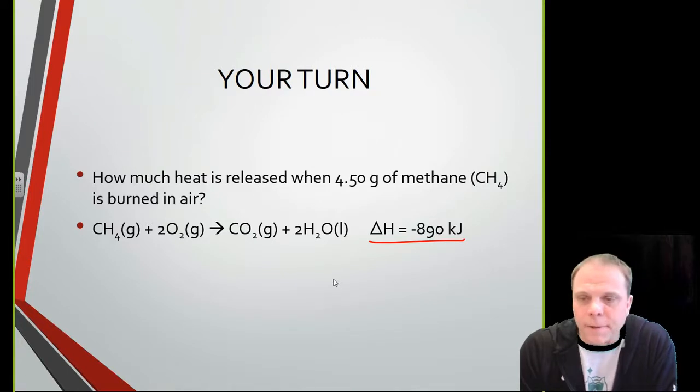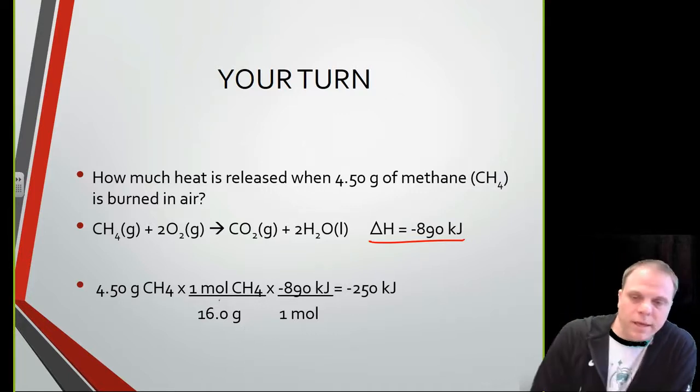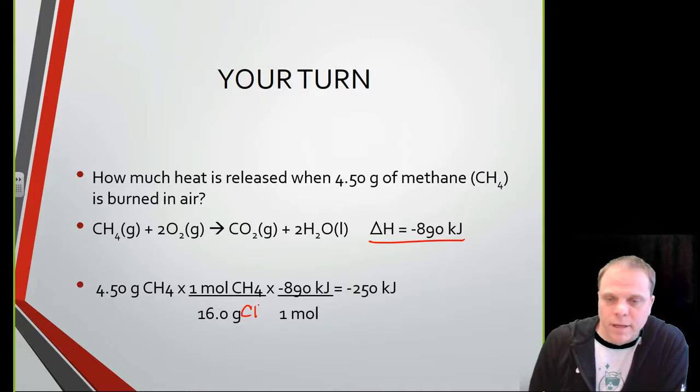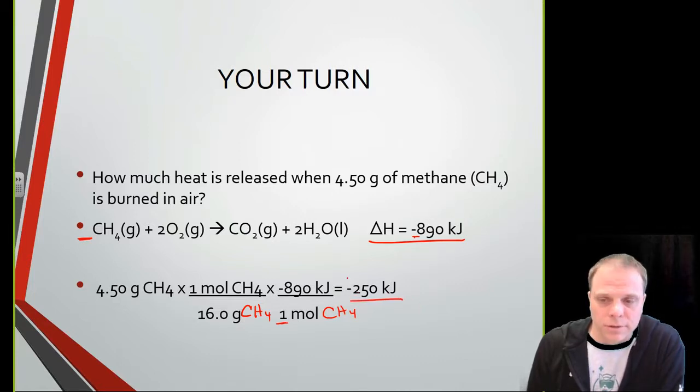All right, let's see how you did here. We start with our given 4.50 grams of methane, and then we look up our molar mass on the periodic table, 16 grams of methane for every 1 mole of methane. And then we have the value of 1 mole of our methane there. And so we can say negative 890 kilojoules for every 1 mole of methane. And that gives us 250 kilojoules overall that is given off.